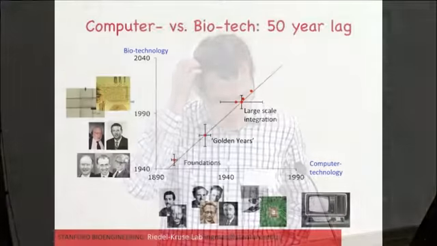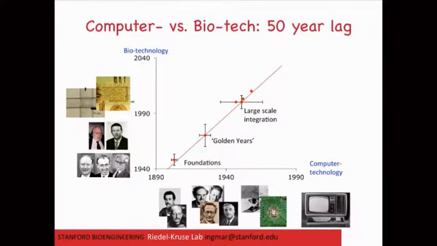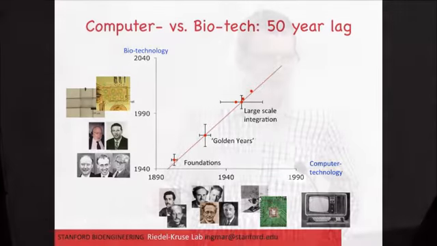So those are some recommendations, and we published an ethics paper on that. I started my talk with some relationships between computer science and biotechnology. And here's a graph, which makes the point that there's some sort of a 50-year gap between the two, right?